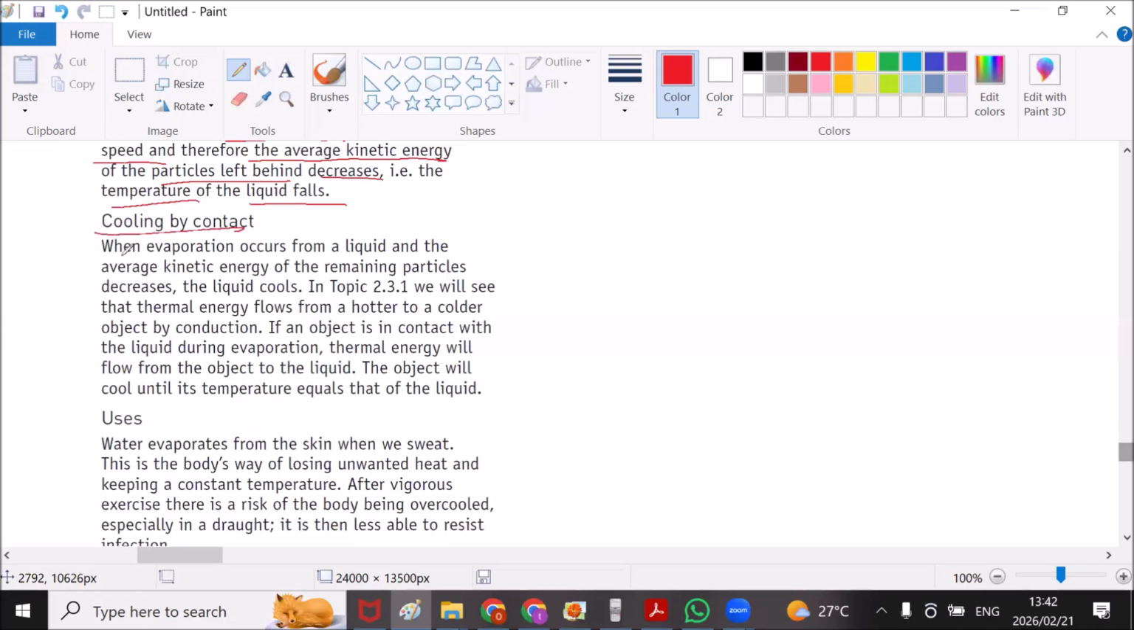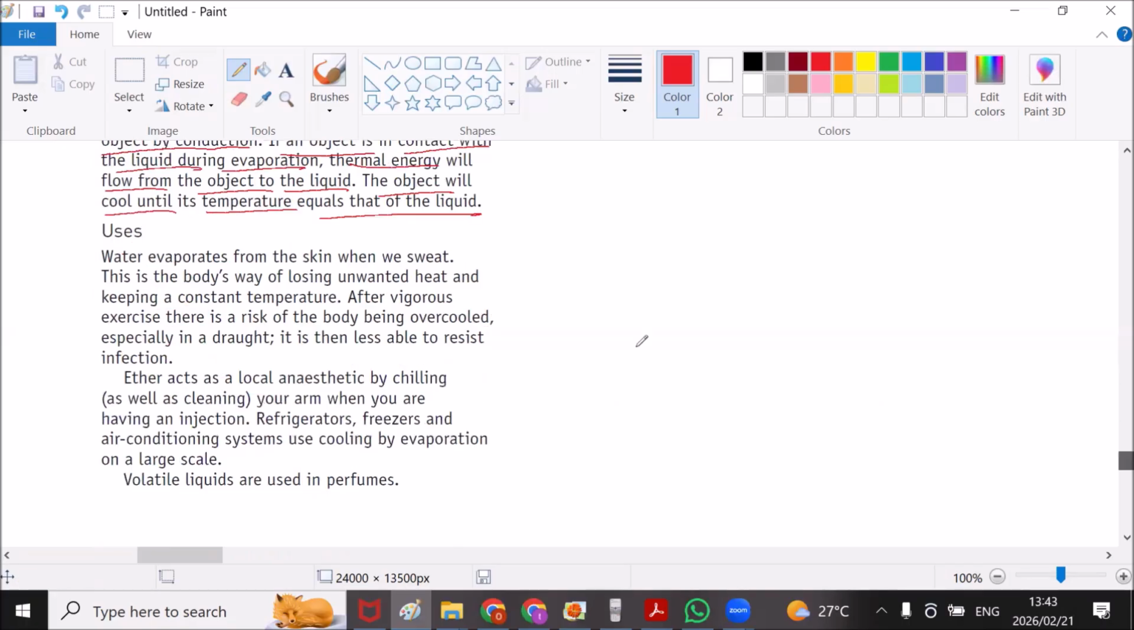Cooling by contact. When evaporation occurs from a liquid and the average kinetic energy of the remaining particles decreases, the liquid cools. Thermal energy flows from a hotter object to a colder object by conduction. If an object is in contact with the liquid during evaporation, thermal energy will flow from the object to the liquid. The object will cool until its temperature equals that of the liquid.